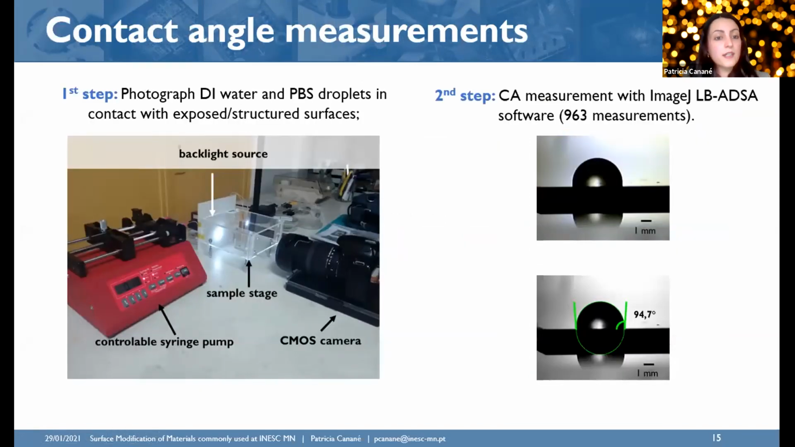After patterning the substrates and chemically exposing other substrates, I used the setup on the left to perform measurements of contact angle. I had a syringe pump that would dispense 6 microliters of deionized water on top of my substrates that would be inside this sample stage. With the help of a backlight source, I was able to photograph all of the droplets, which came to around 963 photographs. And with the software ImageJ LBADSA, I was able to measure the contact angle.